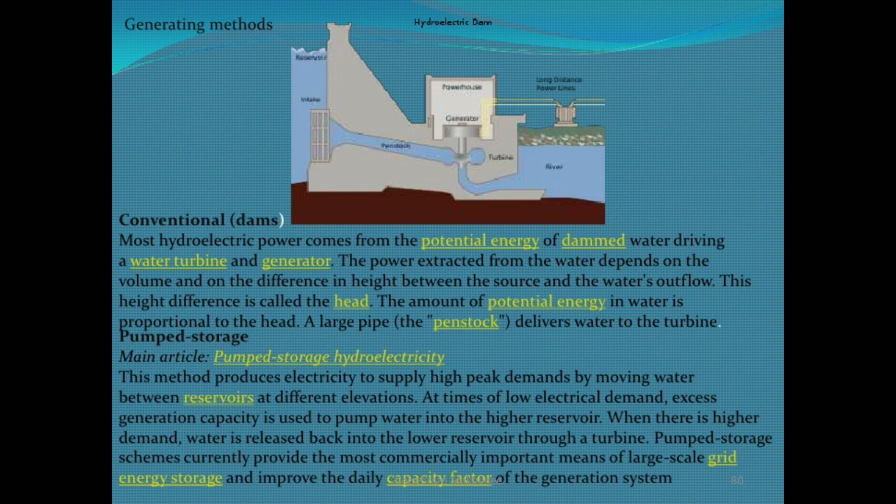Next, generating methods. If I talk about conventional dams, I will just read out, and you can understand from whatever I told you before. Most hydroelectric power comes from the potential energy of dammed water driving a water turbine and generator. Power extracted from the water depends on the volume and on the difference in height between the source and where the water flows. The height difference is called the head.